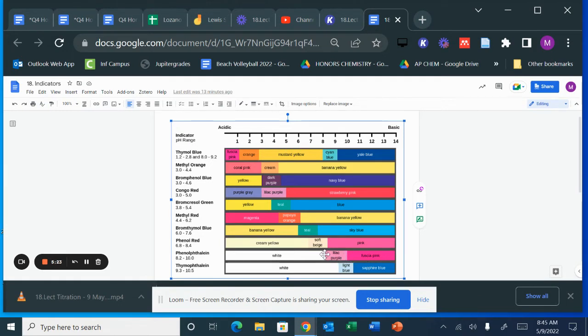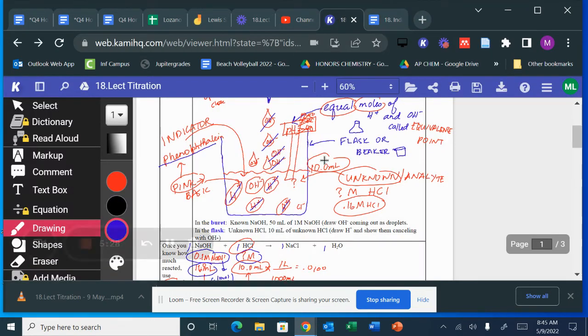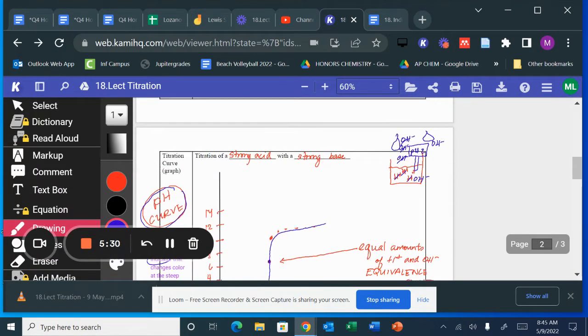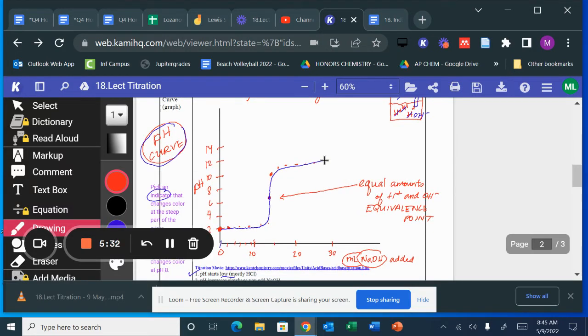We used phenolphthalein because, let me show you the diagram, the change of color can happen anywhere in this area. As long as you know it changes color here, you can just go down. This is where it changes color. You added about 16 milliliters of base, and you can just go across, and you can say it's pH 7 right there.